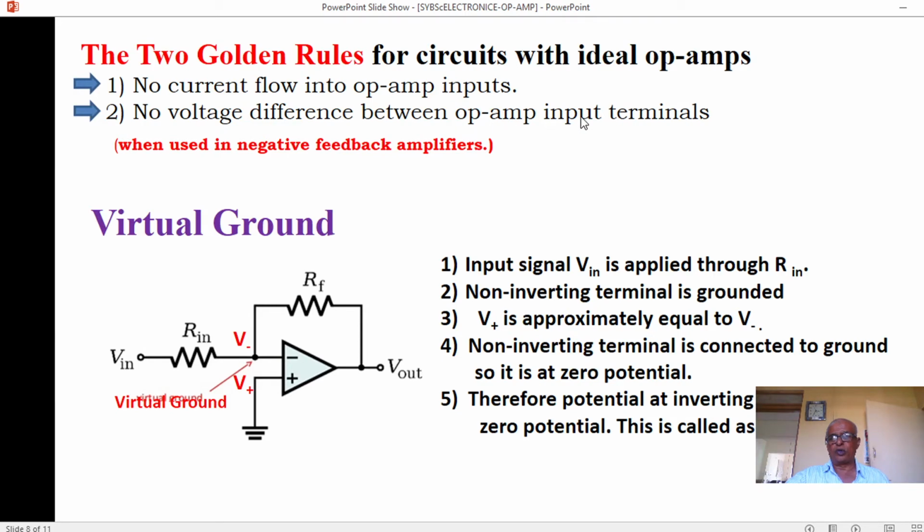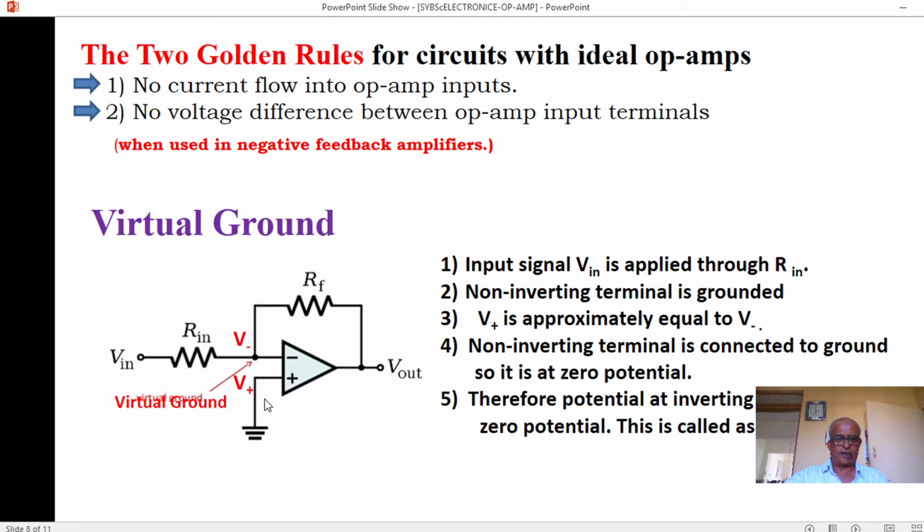Because there should be no difference, V plus should be equal to V minus. This is our requirement from the second golden rule. This indicates that both voltages are equal, but practically this positive terminal is connected to ground. Even though this inverting terminal is not connected to ground, this voltage is 0 because these two voltages should be equal, as from the second golden rule.